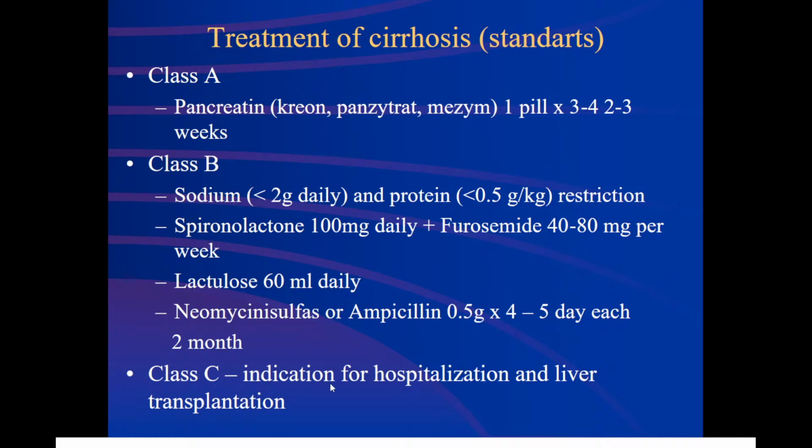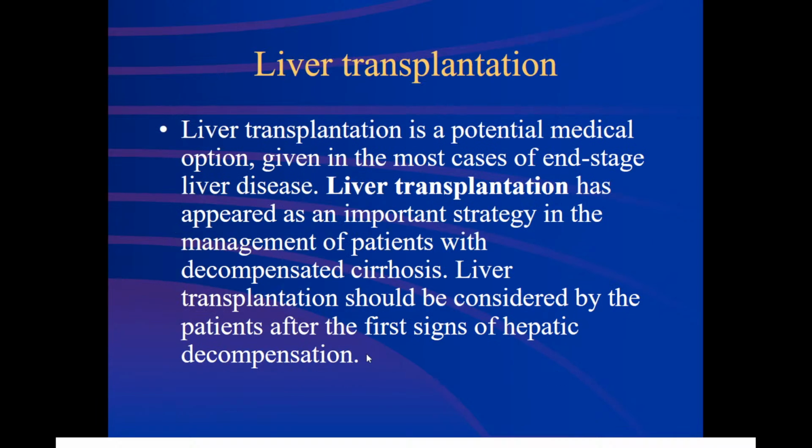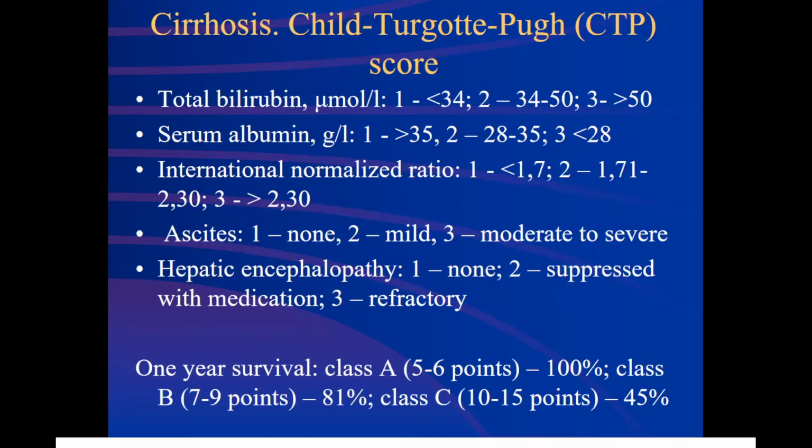Indication for hospital, more severe situation, class C liver cirrhosis is indication for hospitalization and liver transplantation. Liver transplantation is a potential medical option given in most cases of end-stage liver disease. But it is not a procedure which may be done in outpatient.